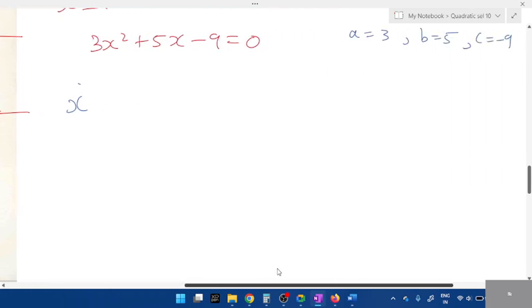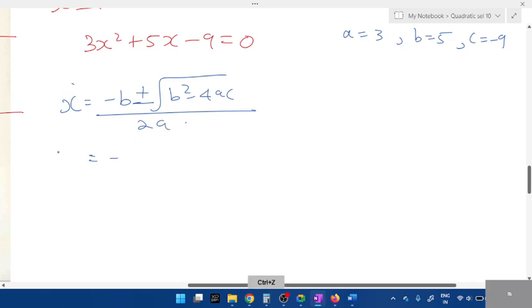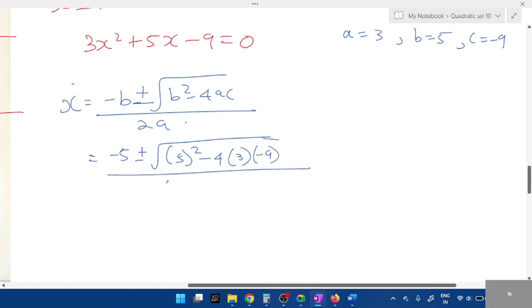Don't prefer that method. First, x is equal to minus b plus minus square root of b square minus 4ac by 2a. Minus 5 plus minus square root of 5 square minus 4 into 3 into minus 9, divided by 2 into 3. How do you all solve this? All of you will respond plus minus. What's the square root value, students?